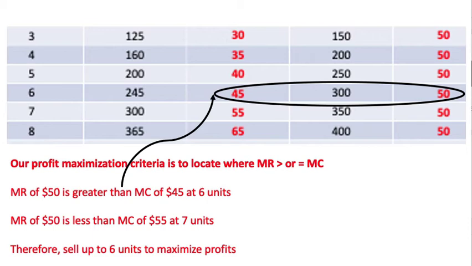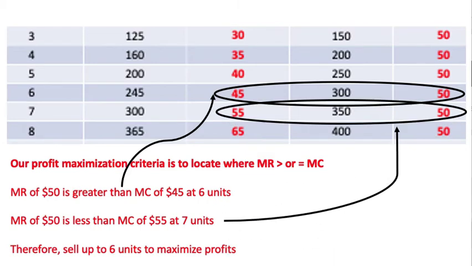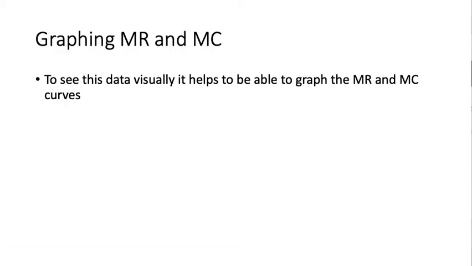If you look at selling 7 units, marginal revenue of 50 is less than marginal cost of 55. So at 6 units, marginal revenue still exceeds marginal cost, whereas at 7 units, it does not. Therefore, we sell up to 6 units to maximize profits, because if we sold that 7th unit, we'd actually lose $5 and our profit would go down. So in this scenario, we would want to sell only 6 units.